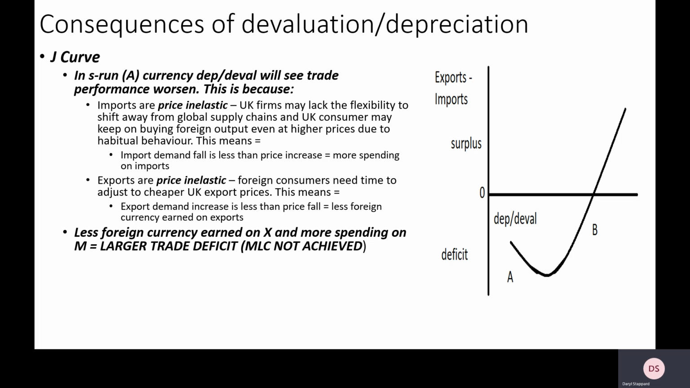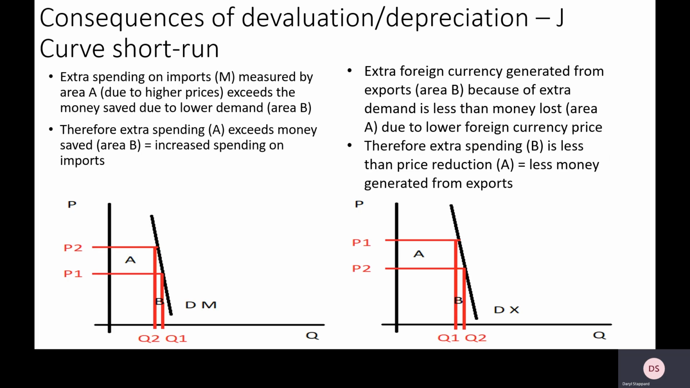Now, I've seen exam questions on this topic in the past, which will say, discuss the extent to which a weaker currency will improve trade performance. The answer will be, well, it will, assuming the Marshall-Lerner condition is achieved. On the diagram, it will be at point B, but not at point A. So only in the long run, when imports and exports start to become price elastic, will trade performance improve when the currency starts to get weaker.